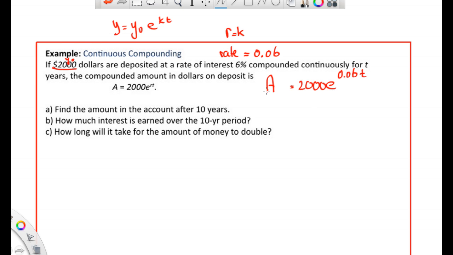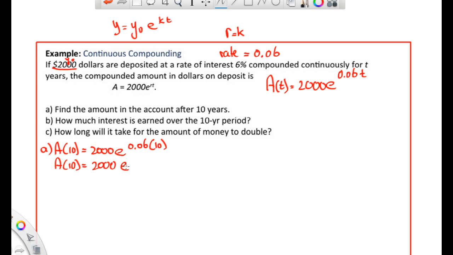The reason I said leave a little space here is because I would actually write this as a function of t now, because there's only one variable. So the amount, that's why they picked A, the amount after t years is given by 2000 e^(0.06t). Well, that's a function with one variable. So if it says find the amount in the account after 10 years, then you just find A(10). And A(10) would be 2000 times e^(0.06 times 10). So the amount after 10 years is 2000 e to the 0.6.